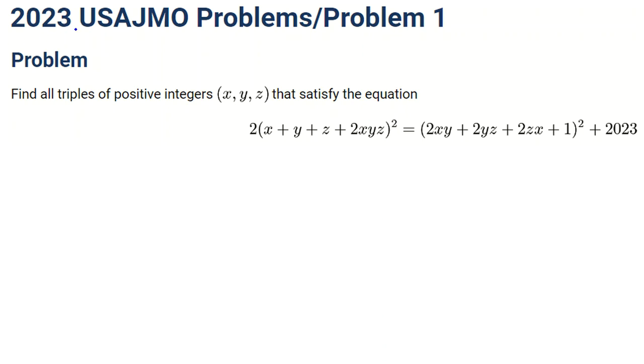Let's solve the 2023 first problem of USAJMO, the USA Junior Mathematical Olympiad. After this problem, I will write a homework for you similar to this and useful for factorizing a term.